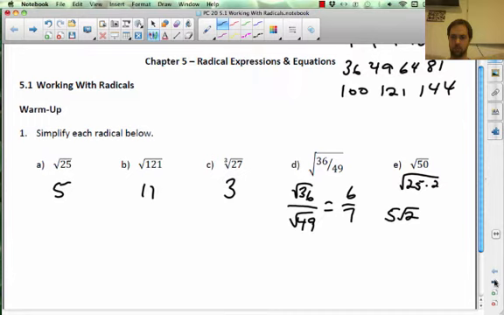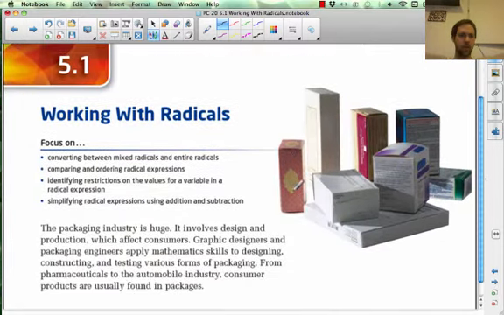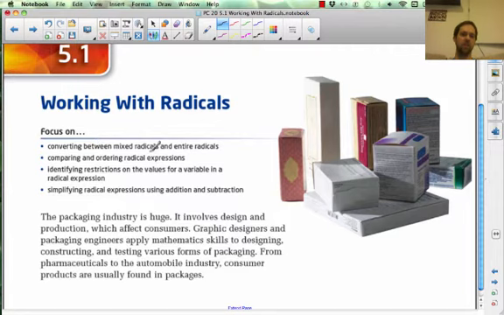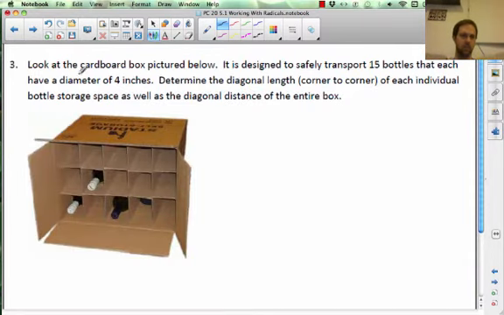Alright, so here's what we'll be doing. Converting between mixed radicals and entire radicals, so that's what we just did on part e there. Comparing and ordering radical expressions, so just seeing what their sizes are. And some other things.